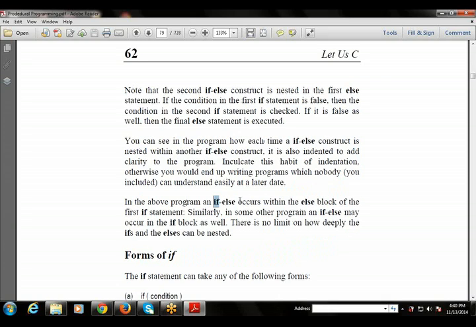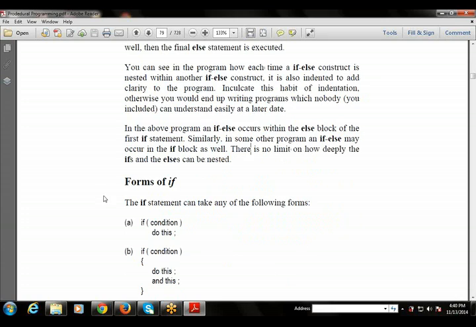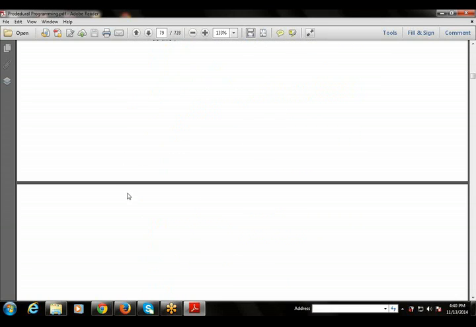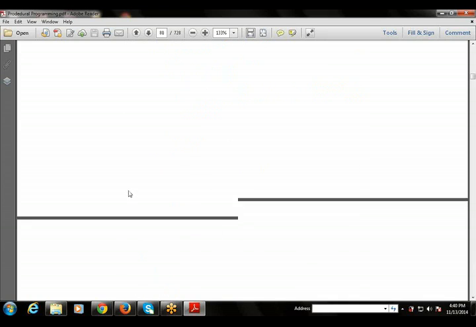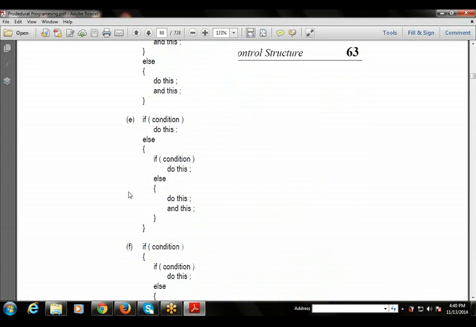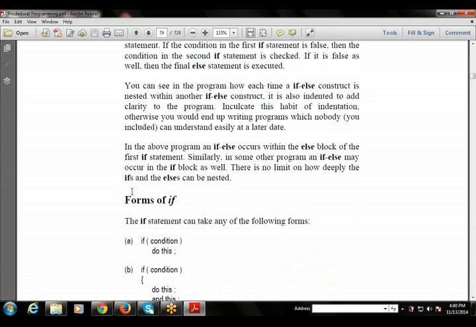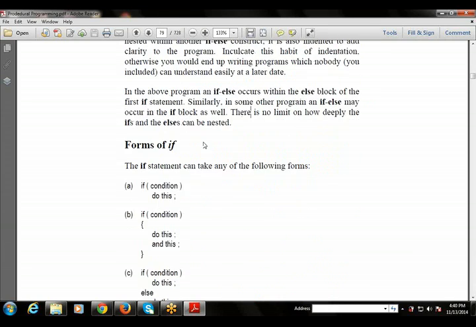In the above program, the if else occurs within the else part of the if. Similarly, in other programs, if else may occur within the if. That is, we can put the if else within the if, and that is the nested if else condition. Now, what are the forms of if? That is, what are the different forms that are available for if? So these are the multiple forms, that is, how we can use the if statement.